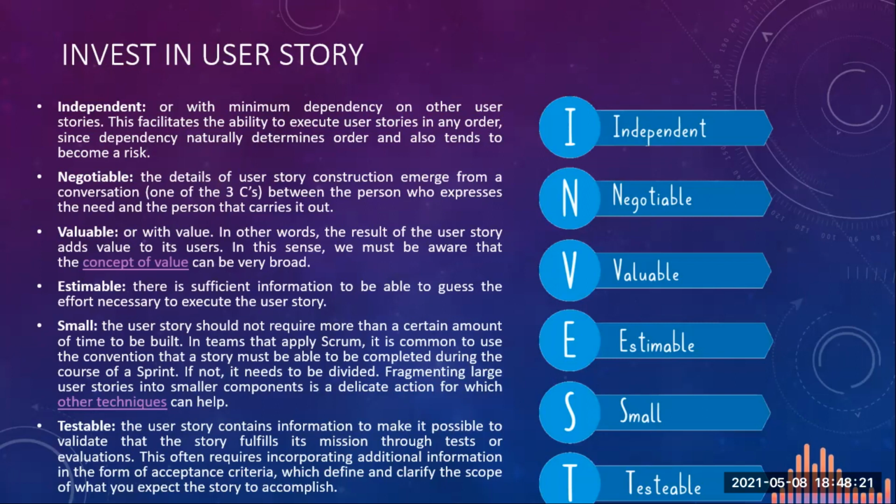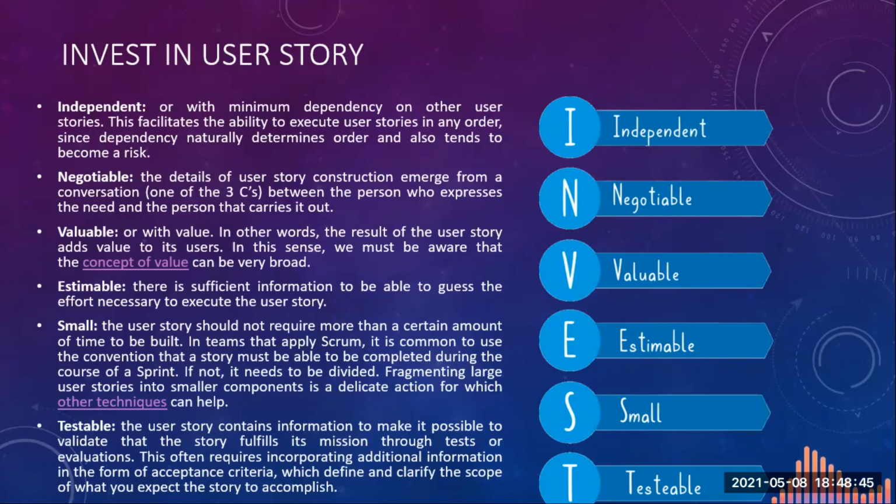Third is valuable. That means the user story must add value to its users. In this sense, we must be aware that the concept of value can be different for different people. Fourth is estimable. That is, there is sufficient information to be able to guess the effort necessary to execute the user story.